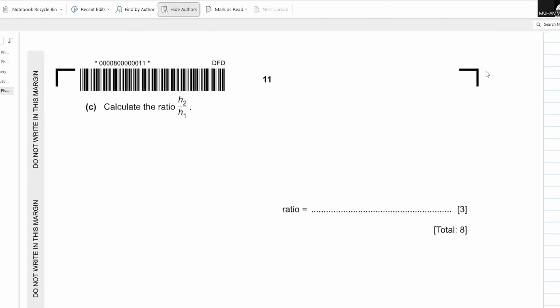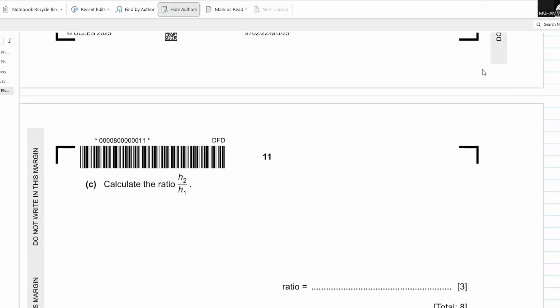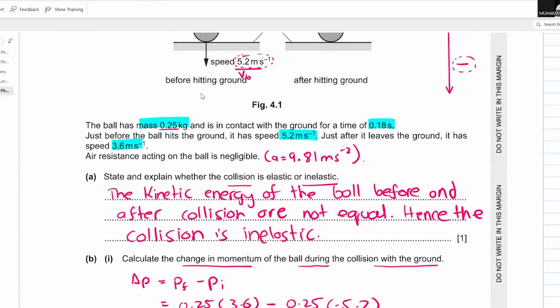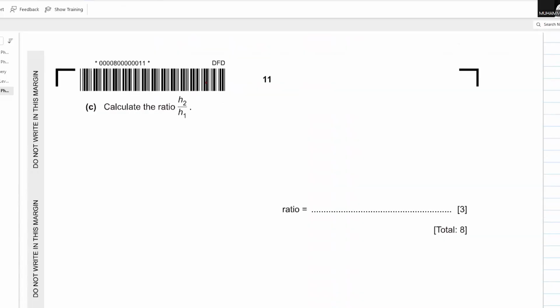Let's further move ahead. You have to determine the ratio of H2 over H1. A very interesting question. Please look at the board. Let's read the question again from the start. A ball is dropped from rest from height h1 above the ground, falling vertically downwards. The ball collides with the ground. Basically, you have a ball that is initially at rest. You are making this ball fall to the ground like this.